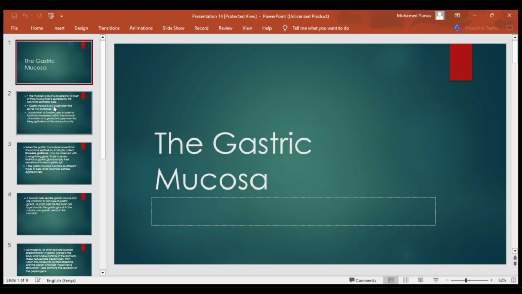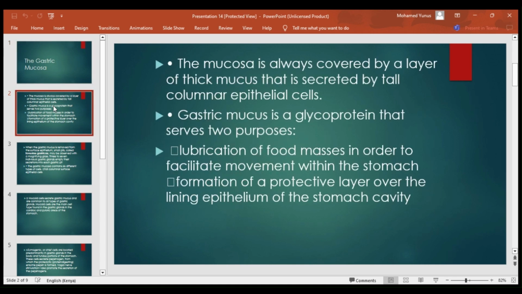Today I'm going to talk about the gastric mucosa. And without wasting much time, let's jump straight in.